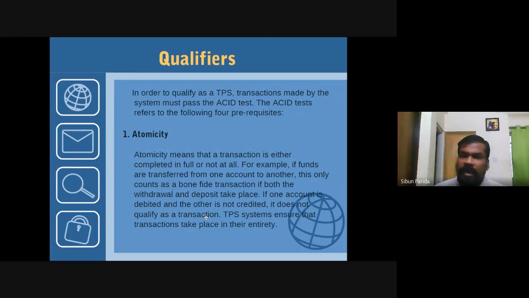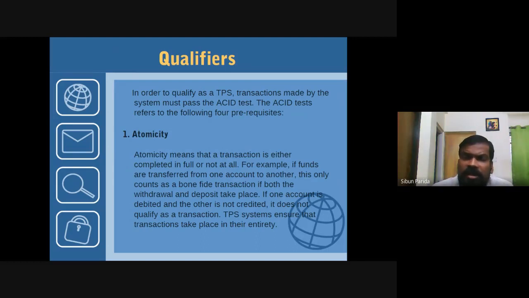Suppose I am trying to send 100 rupees to your account, and I have initiated the transaction. I have paid, but the money has not been credited into your account. Then how will you know? Can you say that is a transaction? No.